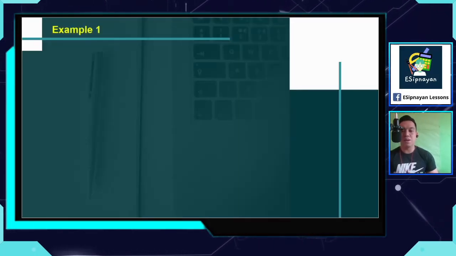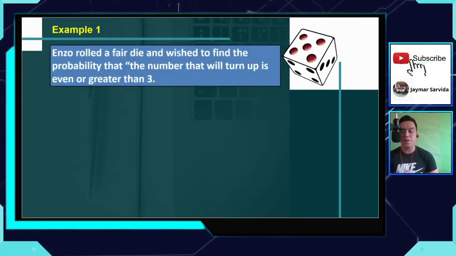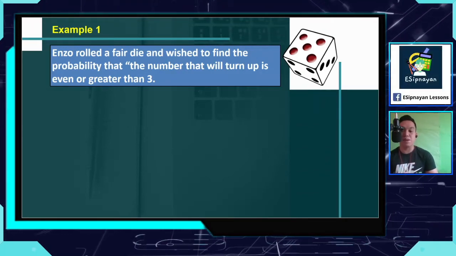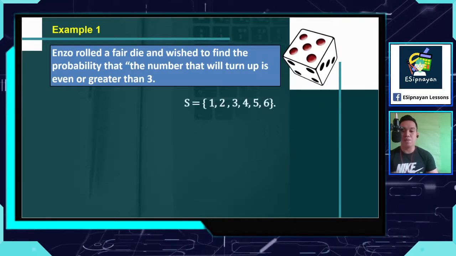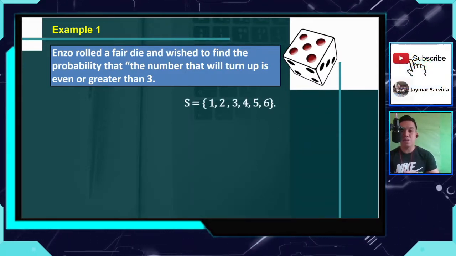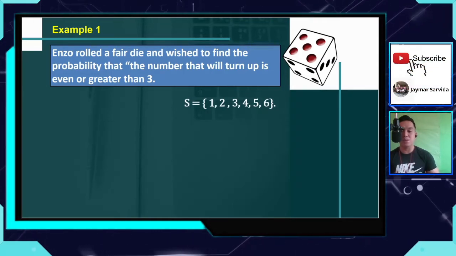Okay, so example number 1, Enzo rolled a fair die and wished to find the probability that the number that will turn up is even or greater than 3. So when a die is rolled, there are 6 possible outcomes in the sample space. Okay, so we have 1, 2, 3, 4, 5, 6. So the total number of possible outcomes in the sample space is 6.